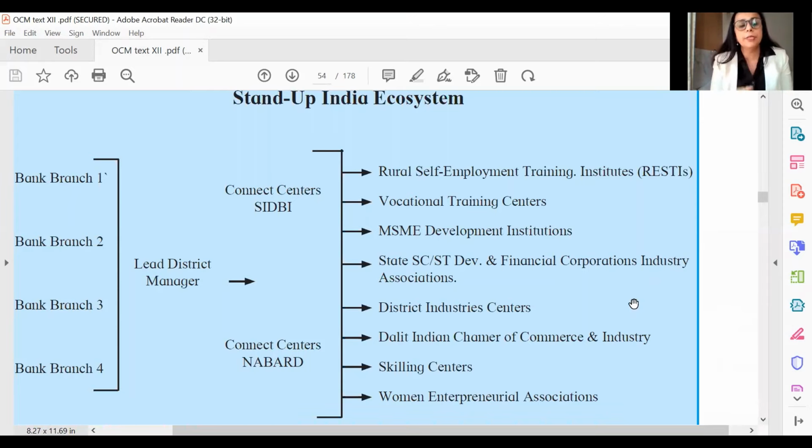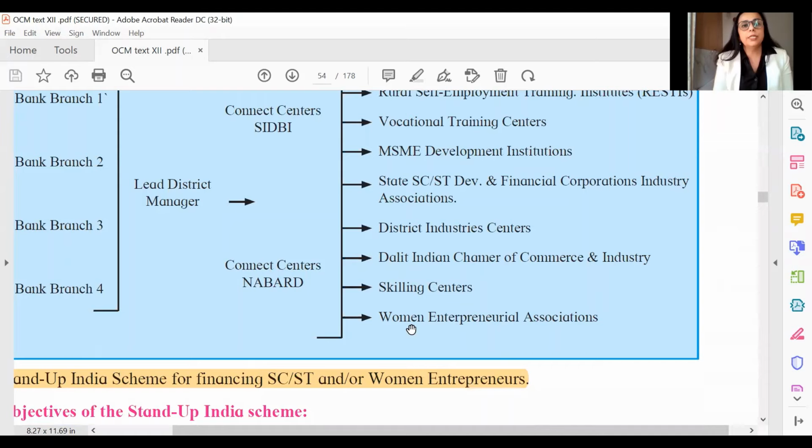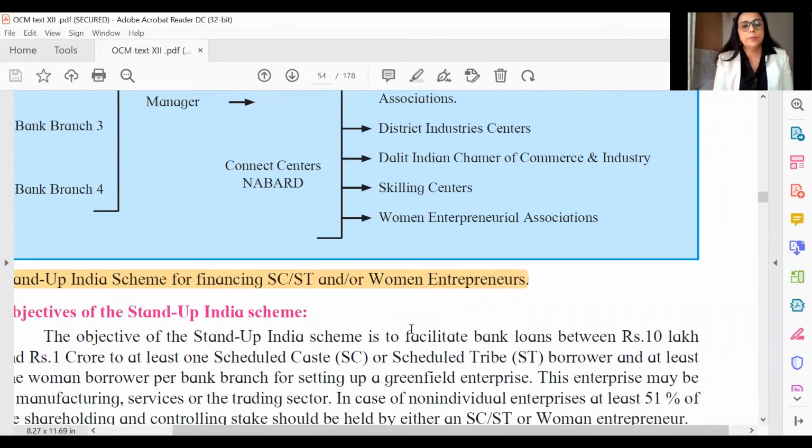If you see here, under the Stand Up India ecosystem, you have NABARD and SIDBI, which are coordinating the schemes of Stand Up India. One highlighted text you see here: the Stand Up India scheme is for financing scheduled caste, scheduled tribe, and women entrepreneurs.